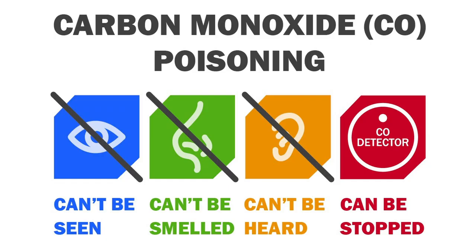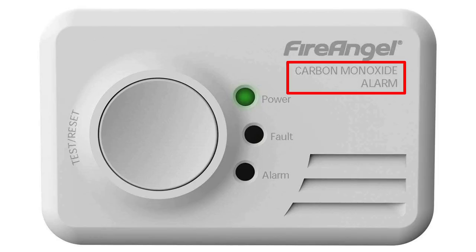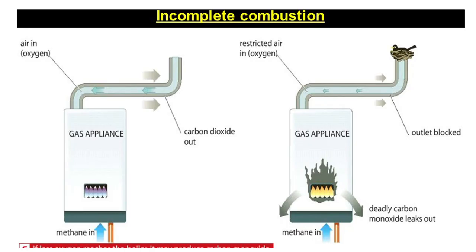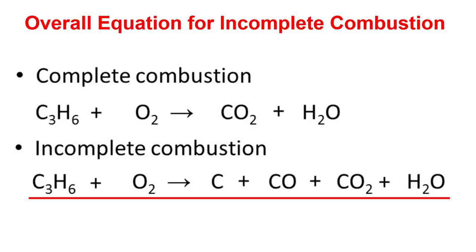Okay, so be very careful with carbon monoxide. It is colorless, odorless and tasteless, but you need to install a carbon monoxide alarm, and one of these should definitely be installed in all of your houses right by your boiler unit. Here's an example of how incomplete combustion of alkanes could occur. Normally the oxygen tube that allows air in is here, but a bird's nest in the top right has blocked it. That can cause incomplete combustion and deadly carbon monoxide leaking out.